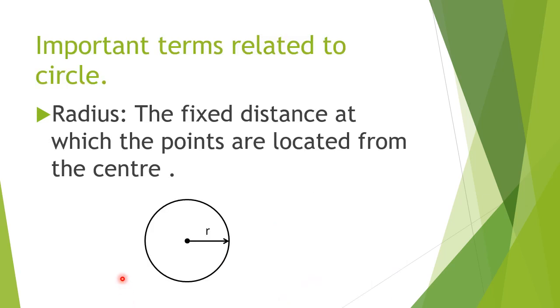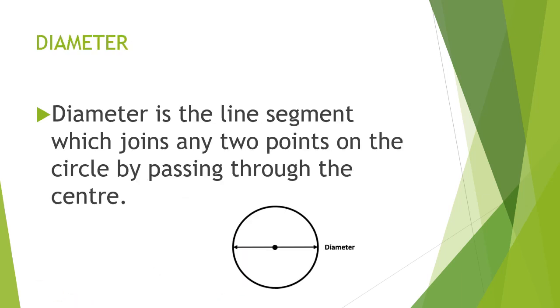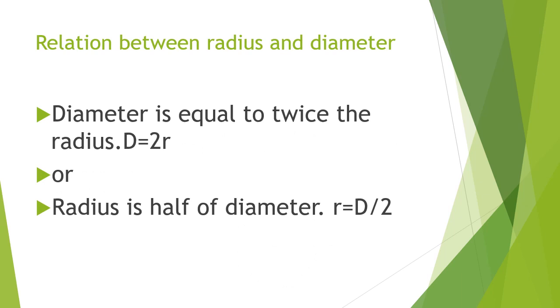Some important terms related to circle. Radius. The fixed distance at which the points are located from the center is called radius of the circle. Diameter. Diameter is the line segment which joins any two points on the circle by passing through the center. Relation between radius and diameter. Diameter is equal to twice the radius or radius is half of diameter.